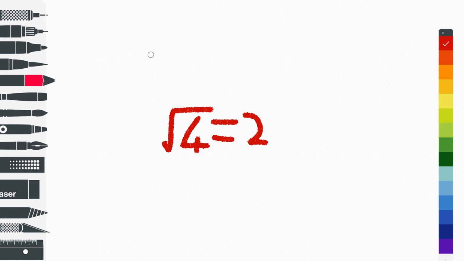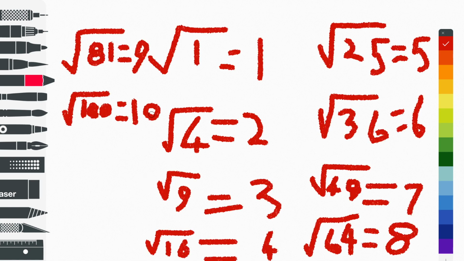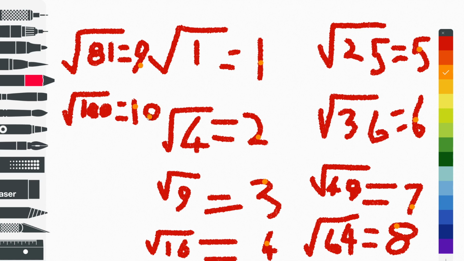Here are the other perfect squares. That is all the perfect squares between 1 and 10. You'll see 1, 2, 3, 4, and 10. Those are all the numbers between 1 and 10, the squares of the perfect squares in between.